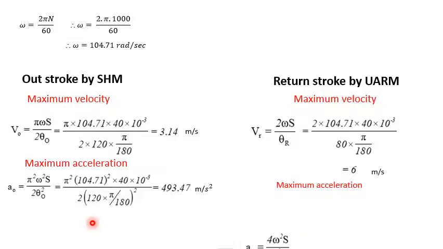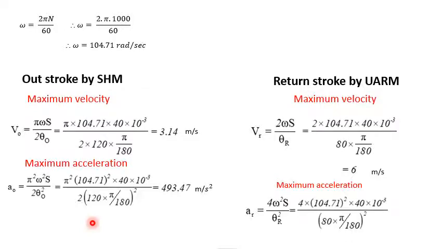So next one, the maximum acceleration during the return stroke. The formula is AR equals 4 omega square s divided by theta R square. After substituting the values of omega, s and theta R, simplify it. So we got 900 meters per second square, which is the maximum acceleration during the return stroke.